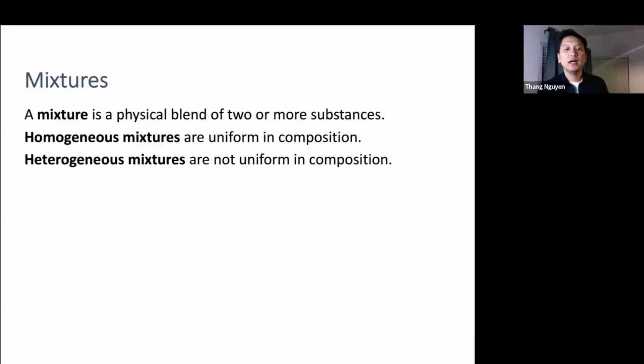And mixtures are blends of two or more substances, either elements or pure compounds, that are mixed together. Homogeneous means they are uniform in composition. Every part of it has the same pattern, the same makeup. Whereas heterogeneous is not uniform. You can tell that it's not well mixed. It's another way of thinking about that.